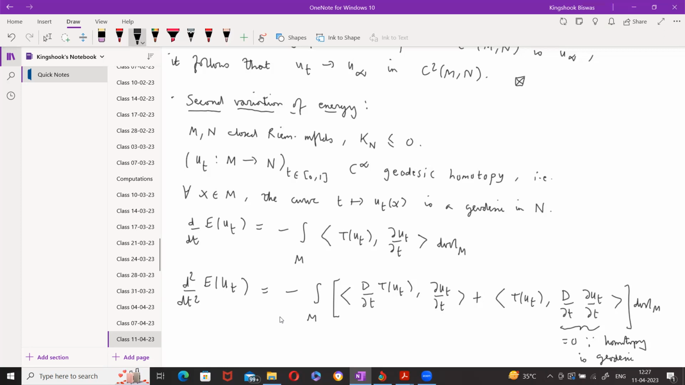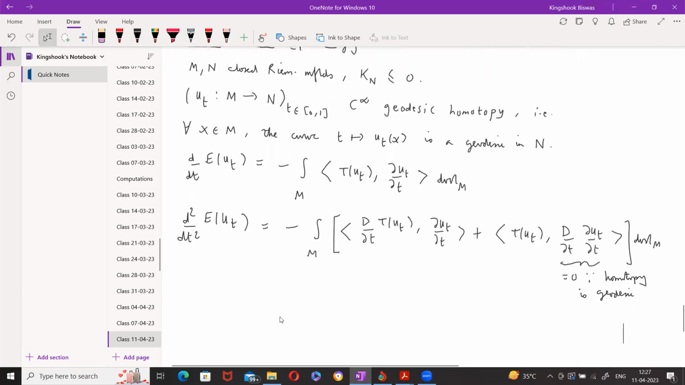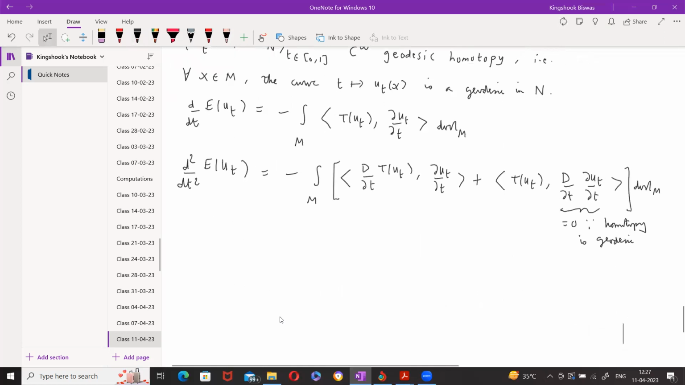Yes. So we get a formula, right? We get a formula for the second derivative. It is minus the integral over N of the inner product of d/dt of tau(u_t) with ∂u_t/∂t. So this doesn't help us too much unless we can see where this term, d/dt tau(u_t) inner product ∂u_t/∂t, is coming from, right?